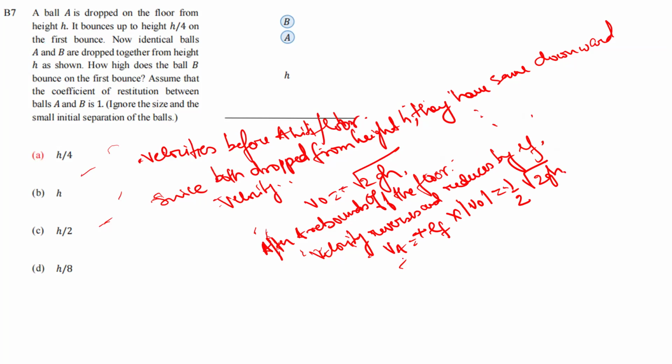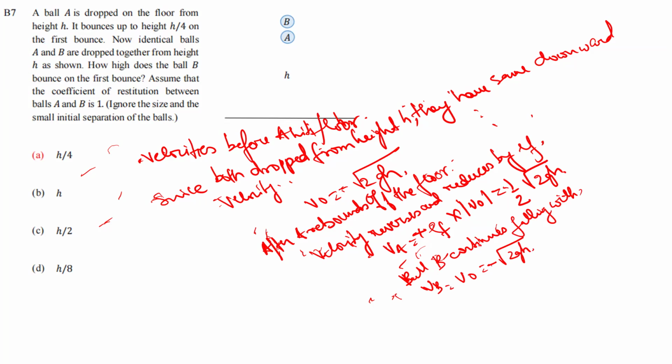Now ball B continues falling with VB equal to V0, which is minus root over 2gh.